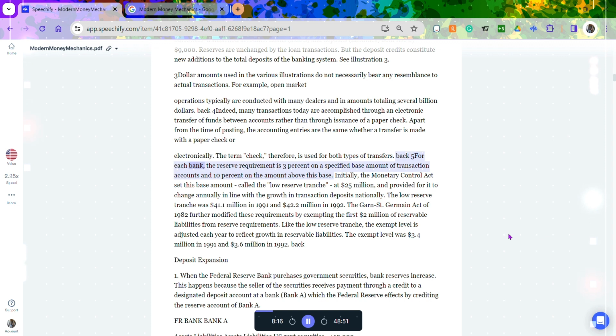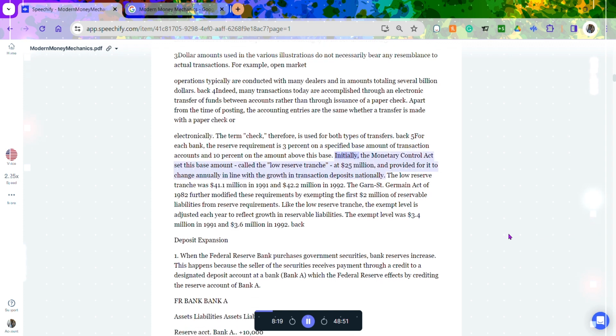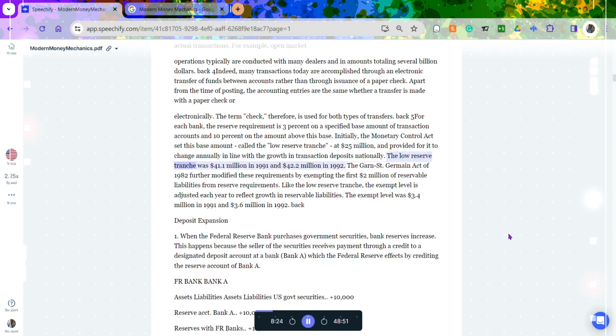For each bank, the reserve requirement is 3% on a specified base amount of transaction accounts and 10% on the amount above this base. Initially, the Monetary Control Act set this base amount, called the low reserve tranche, at $25 million, and provided for it to change annually in line with the growth in transaction deposits nationally. The low reserve tranche was $41.1 million in 1991 and $42.2 million in 1992.